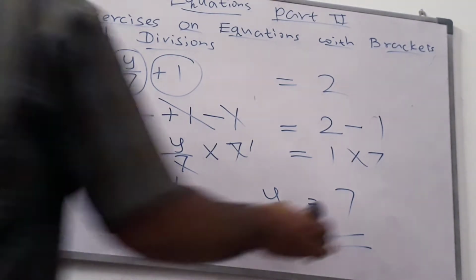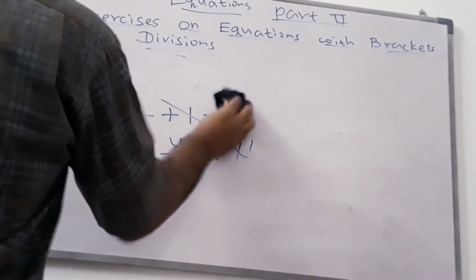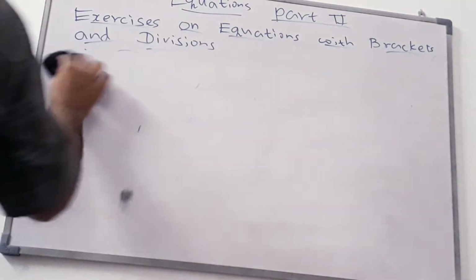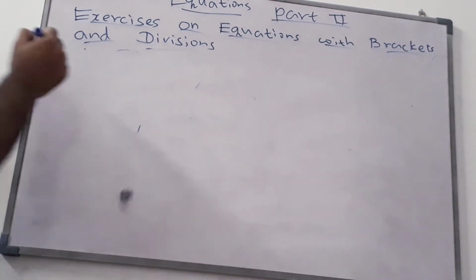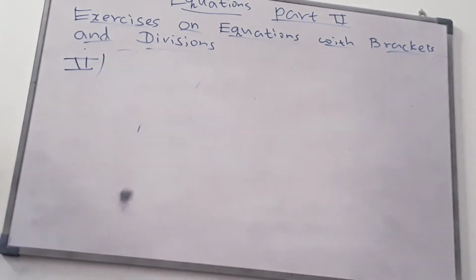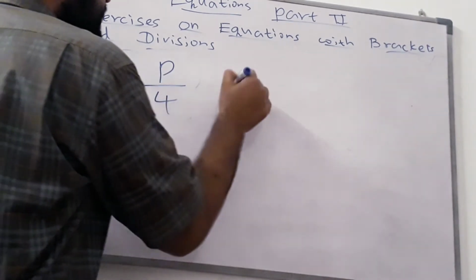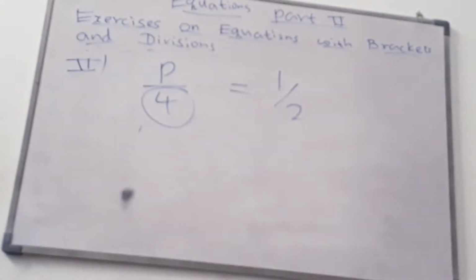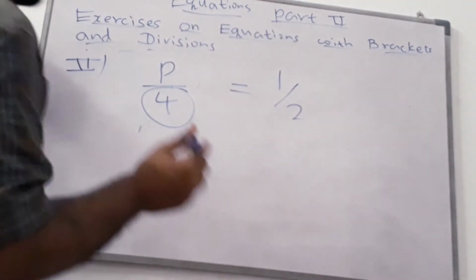Second question. The second question is a little easier than the first question. P over 4 is equal to half. Okay, here what we have to do is we have to remove this 4. To remove this 4, P divided by 4, we have to do the opposite, which is multiplication.